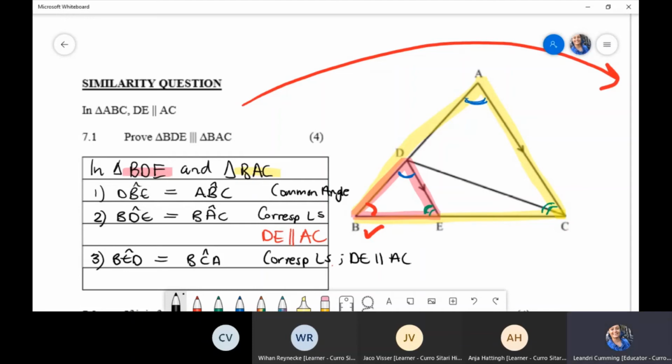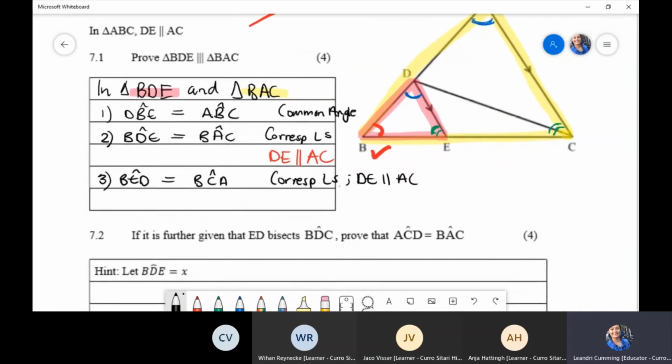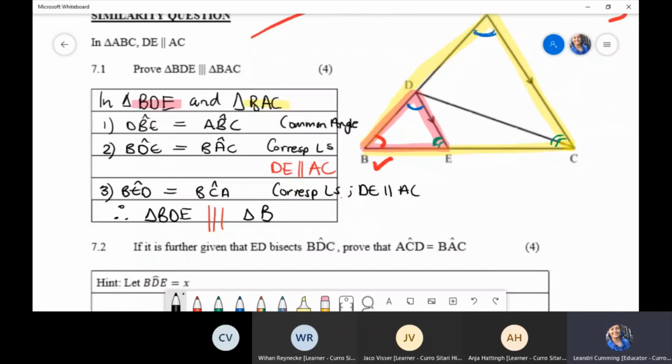Now that I have set up my proof, I'm going to make the statement: therefore, triangle BDE is, watch out for this, similar to triangle BAC. Let's check. Angle B is the angle in common. Angle D is the same measure as angle A. Angle E is the same measure as angle C. It must be in the correct order. And let's not forget the reason here is angle, angle, angle. We have to make that statement with the reason.